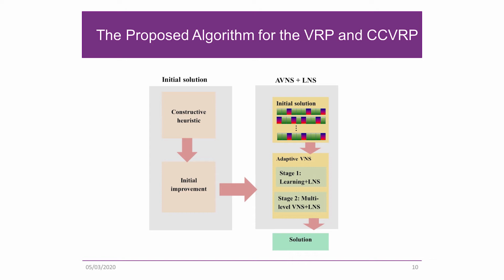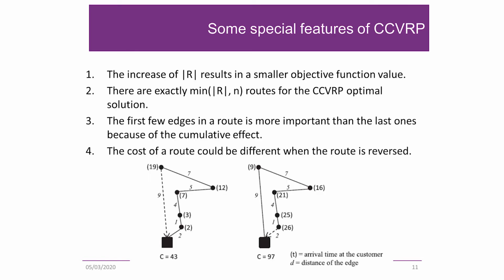Because the CCVRP is different from the classical VRP, the objective function is different. So I need to make some modifications to my algorithm. There are some special features of this cumulative capacitated VRP. One of them is that the first few edges in the route are more important than the last ones because of the cumulative effect. And also, the cost of a route could be different when the route is reversed.